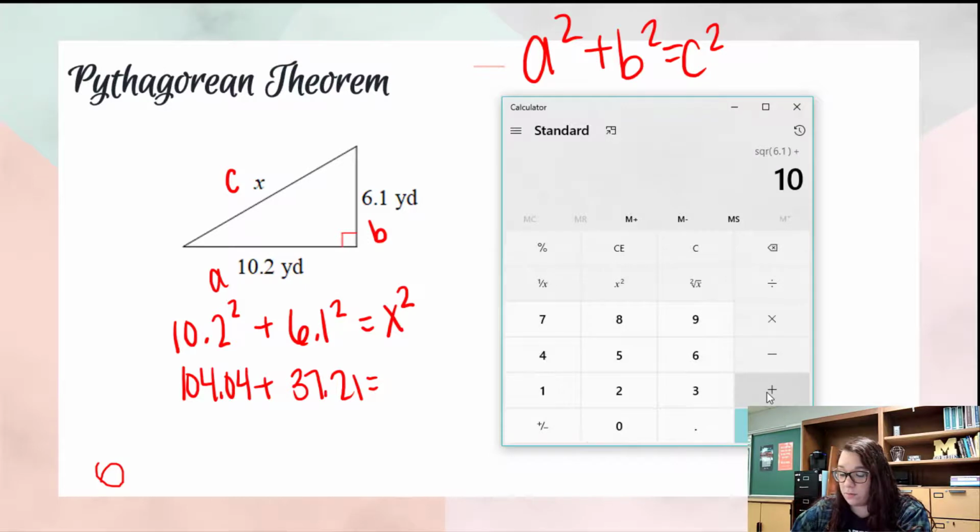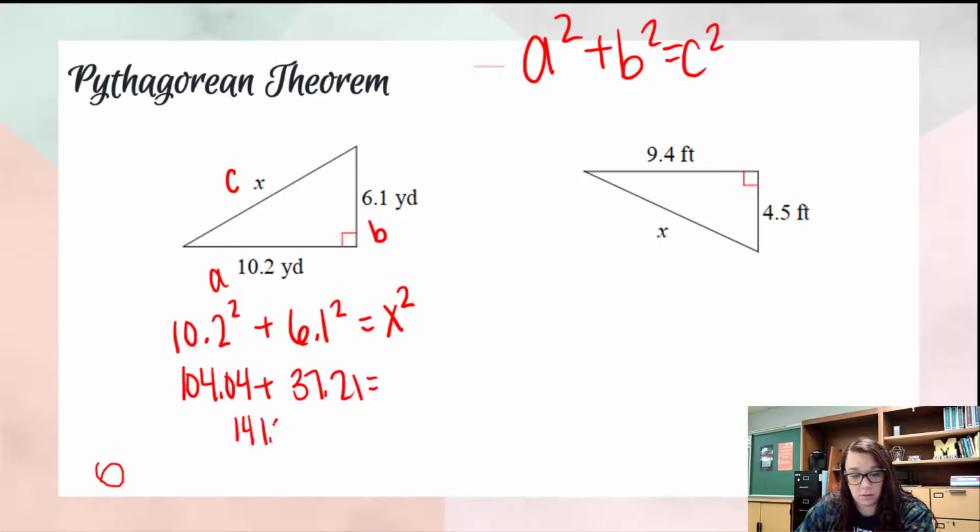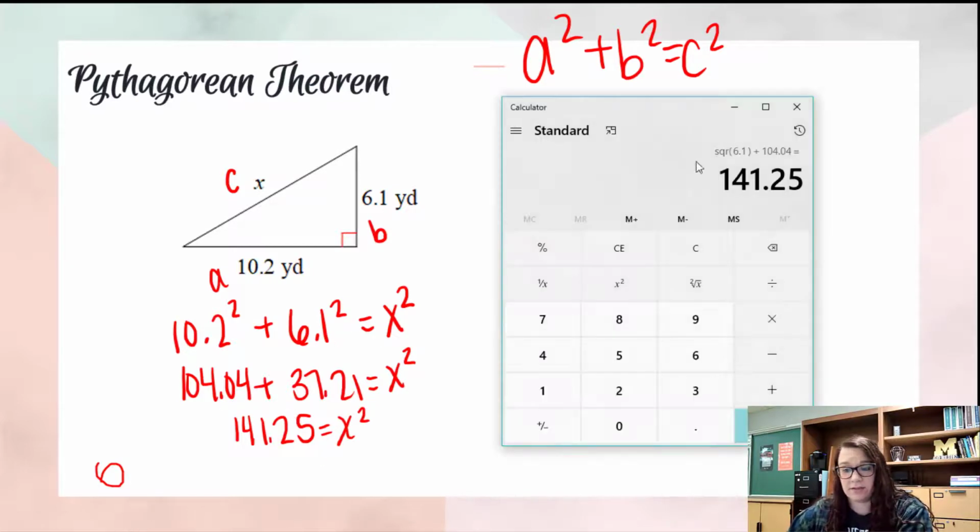That plus 104.04 is 141.25. And now these equal x squared. So I want x, that's my goal. And right now it's being squared, so I need to take the square root of it at the end.